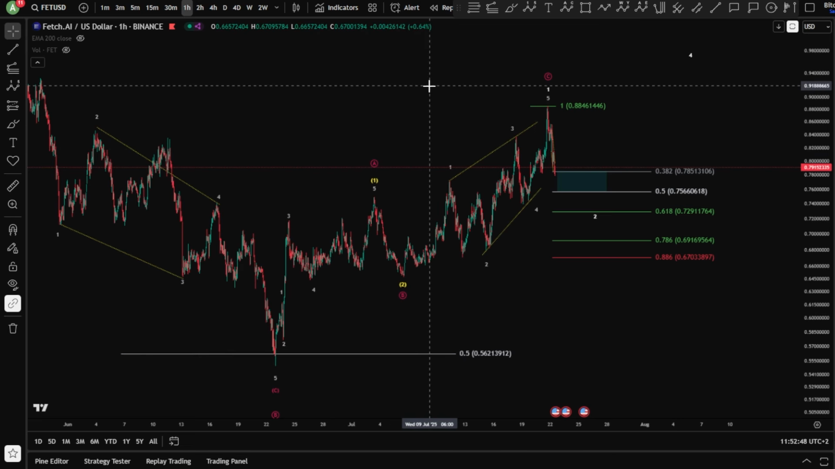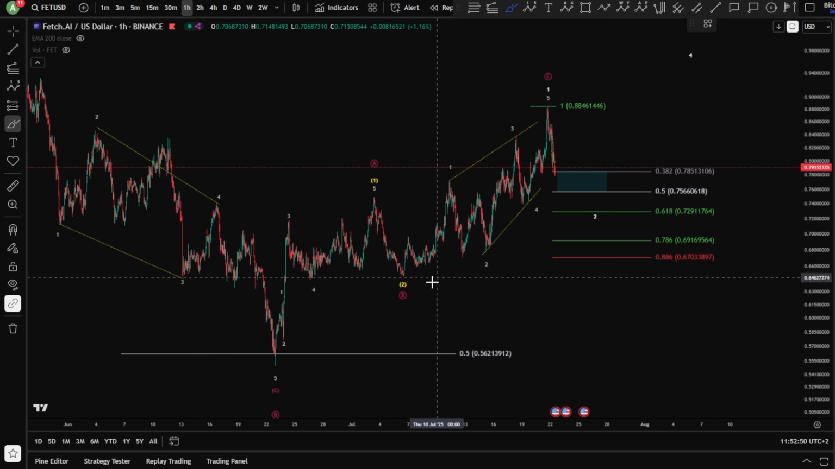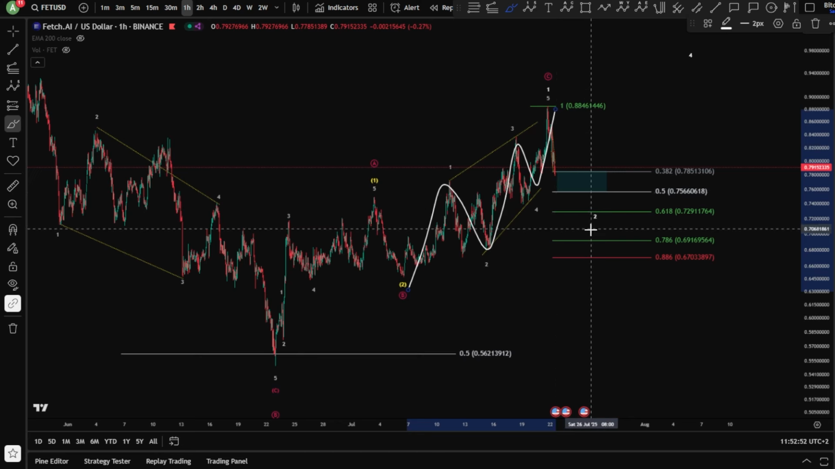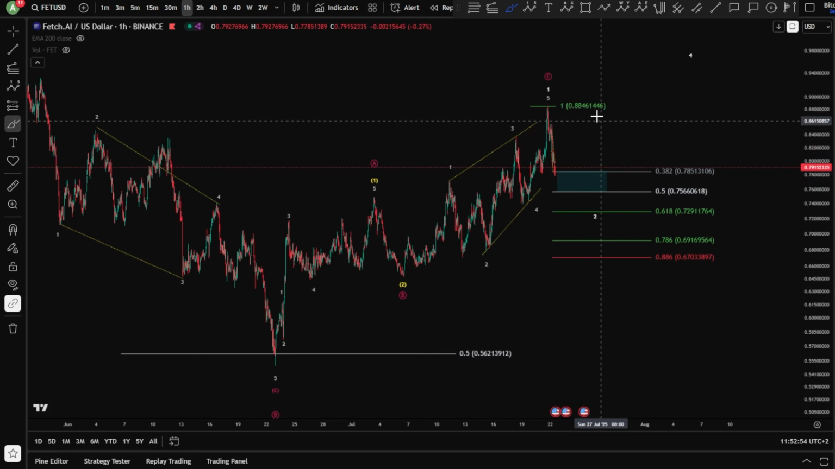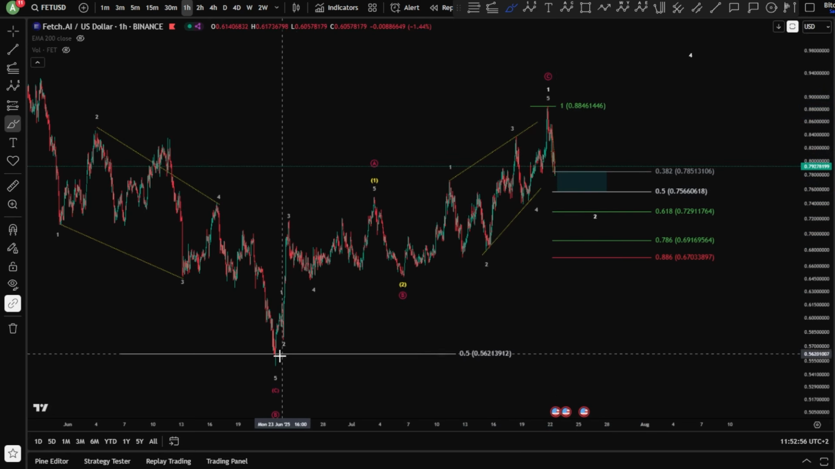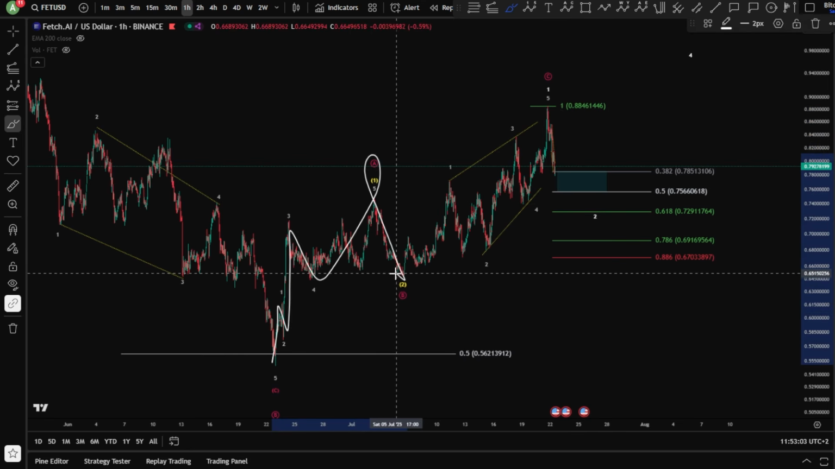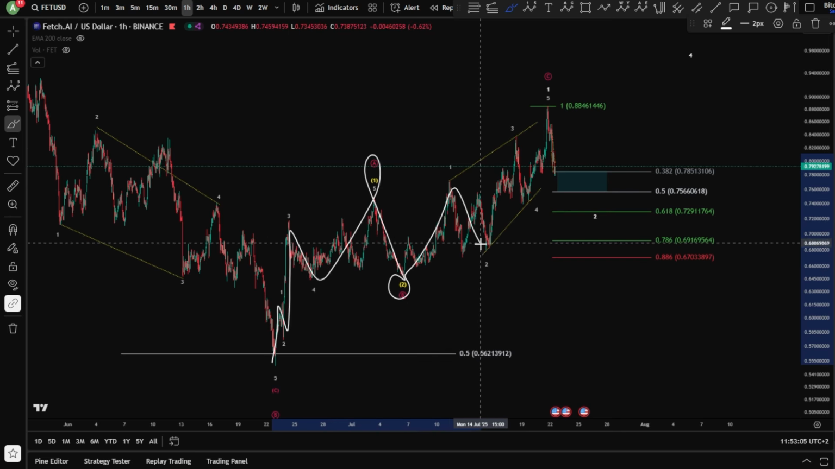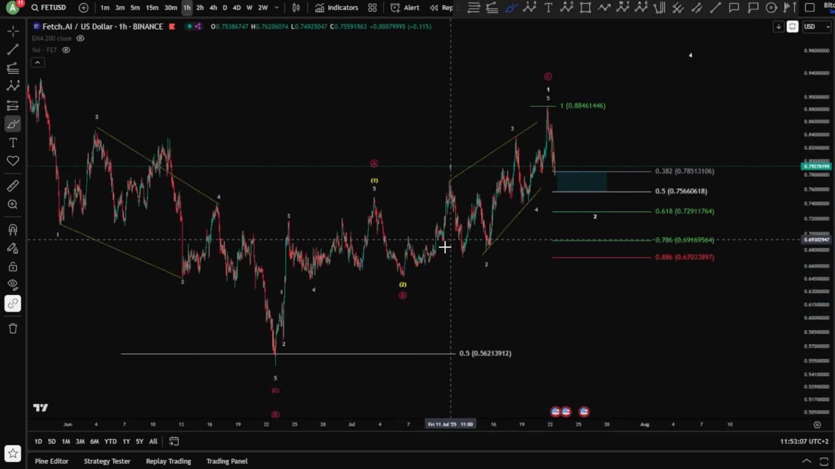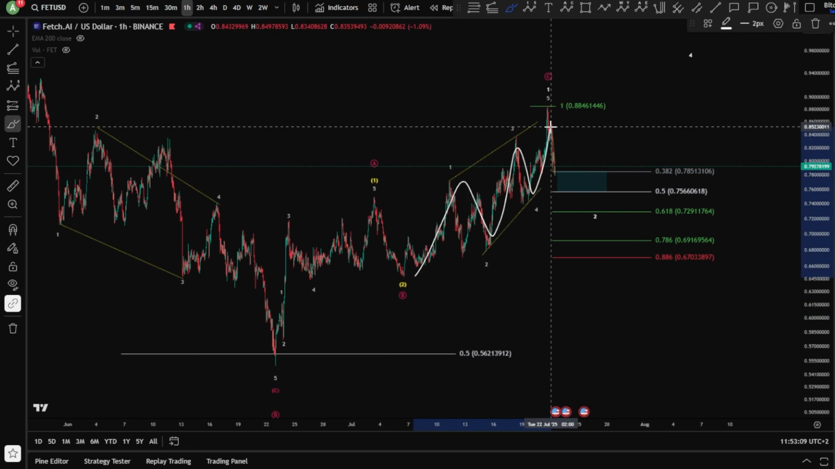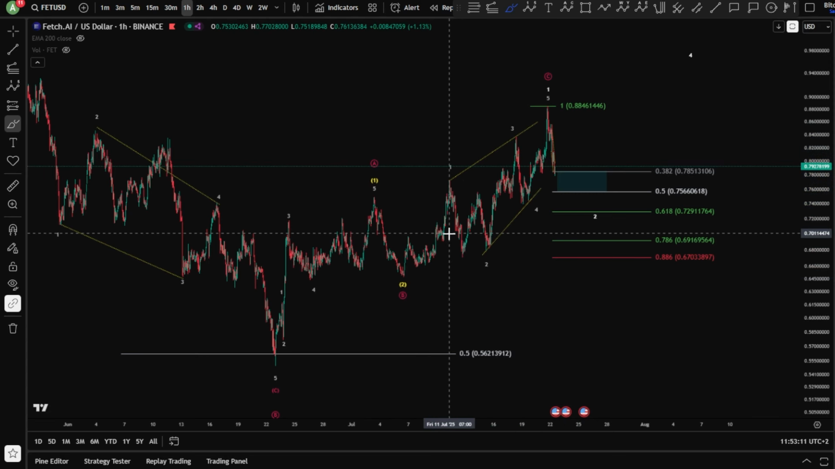Now, FET is different, of course. As I mentioned, I'm not giving up on FET. I'm still bullish, knowing that we hit exactly the 1-to-1 fib level, and now we retraced down. So we have 1, 2, 3, 4, 5, potentially wave A, wave 1, and correction wave 2, wave V, followed by a diagonal. Now, this diagonal can play two roles, ending diagonal or leading diagonal.